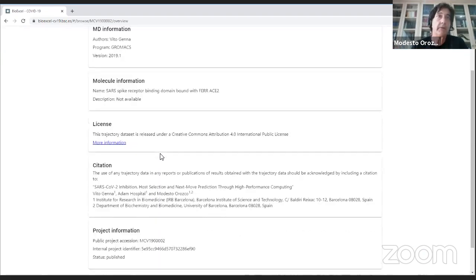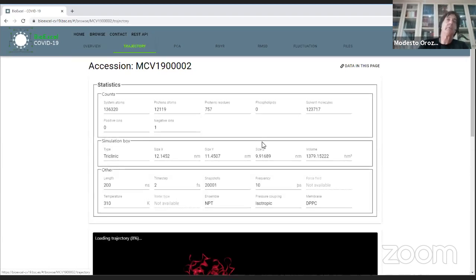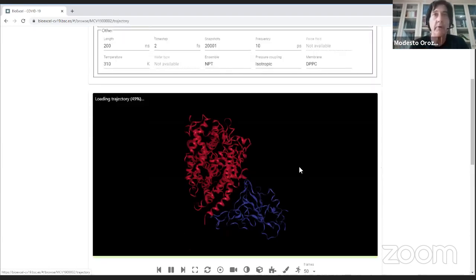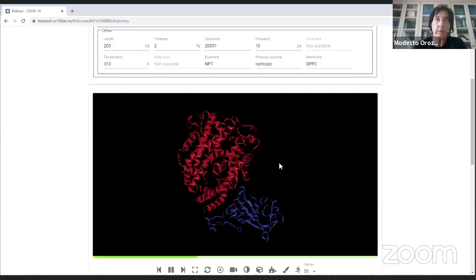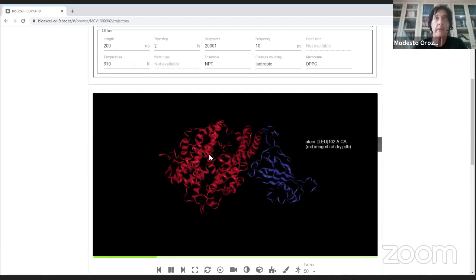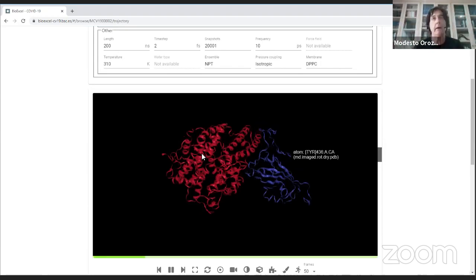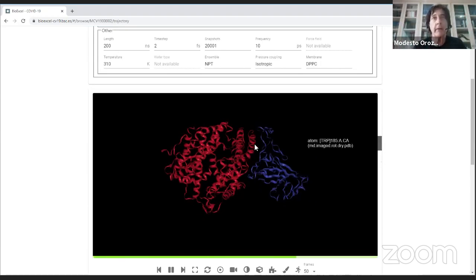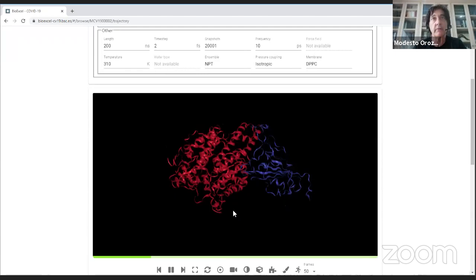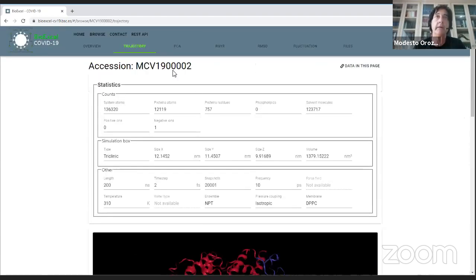This is a complex. In this case, this is one of our trajectories of one of our projects. And you can see what the protein is doing. You see this very cool movement of the human protease, a kind of opening and closing movement. This is what is functionally relevant for this protein, but you can have many more data.